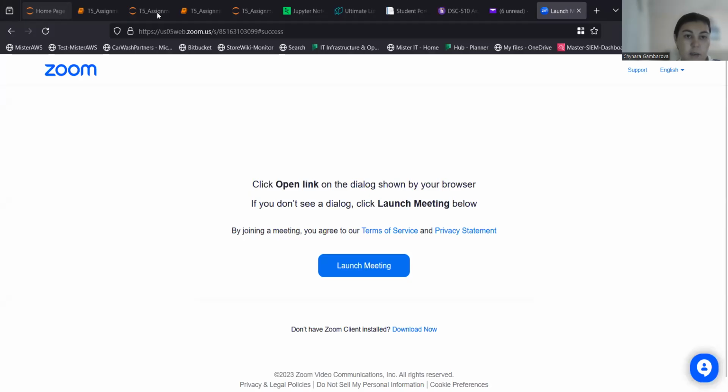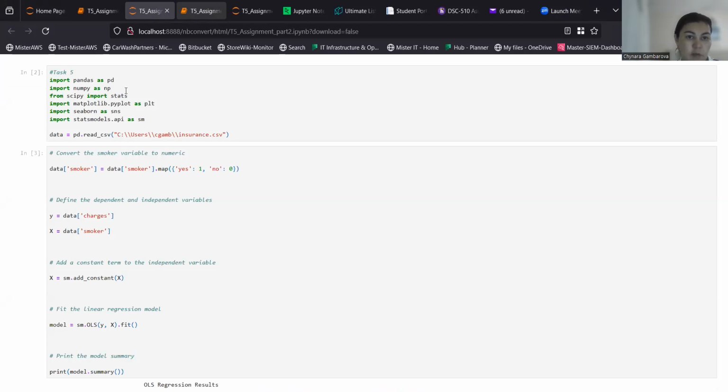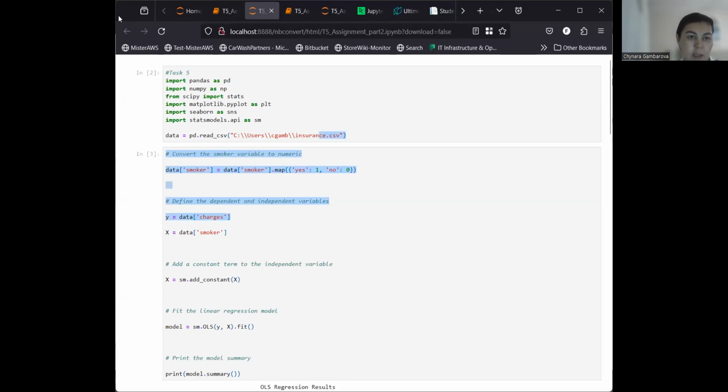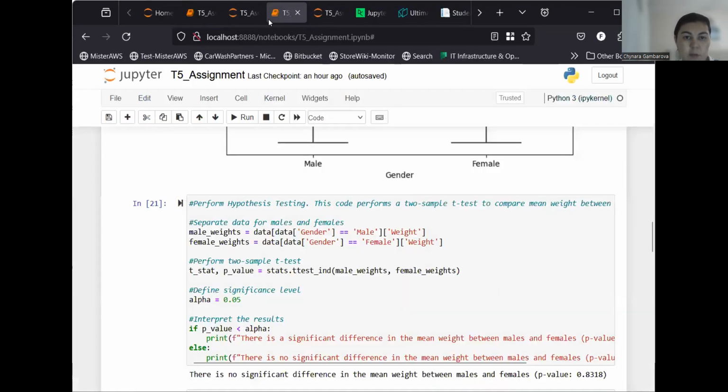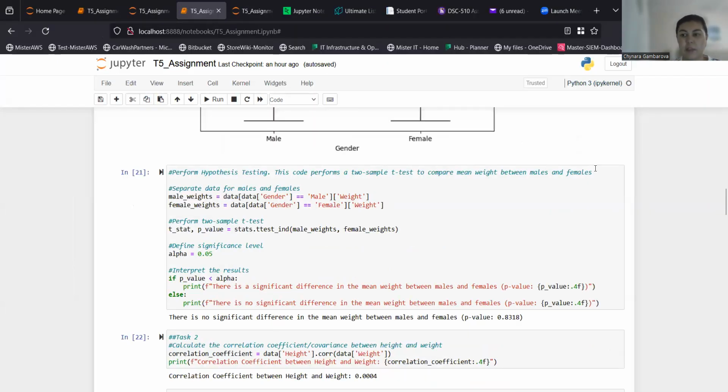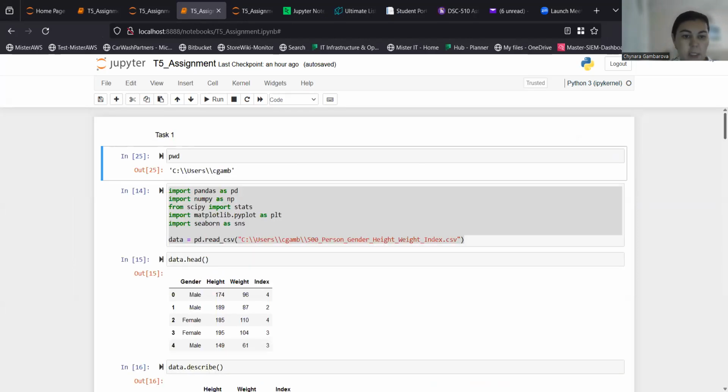Here I divided it into 2 parts since it is a big assignment and there are 2 main parts, 2 different data sources, so I divided them by 2. So let's start with task 1. Task 1 is to conduct a hypothesis test to determine whether there is a significant difference in the mean weight between males and females.